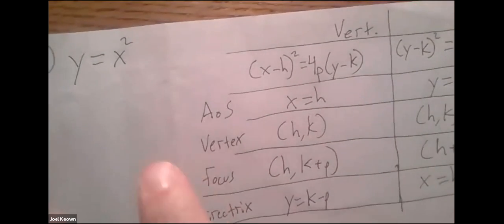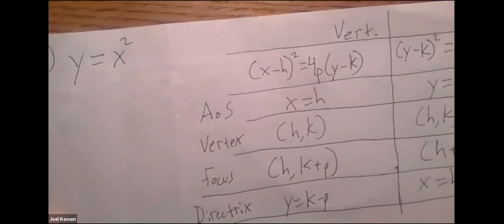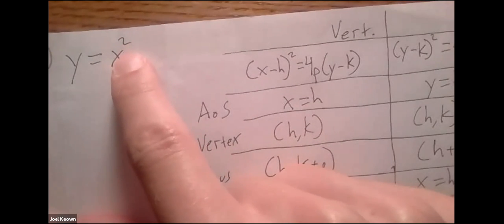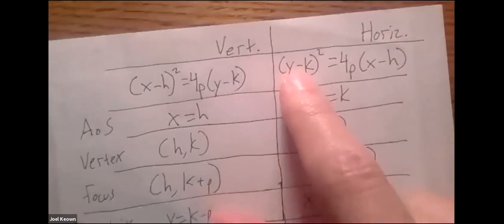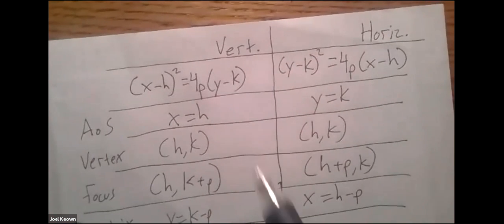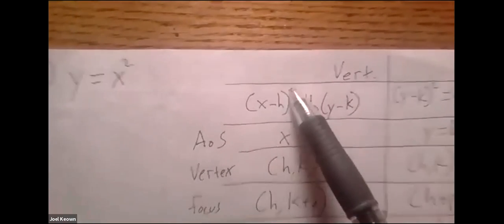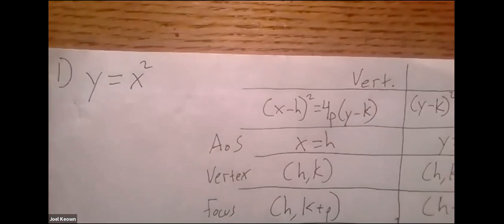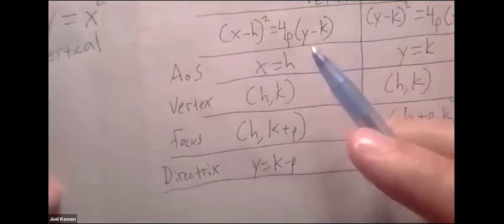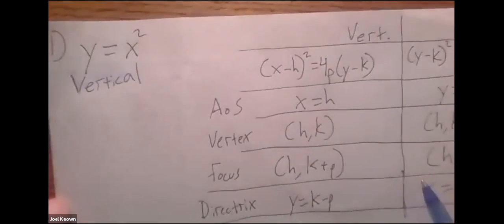The first thing we need to do is figure out, is this vertical or horizontal? Well, the x is being squared right here. Let's go over to our equations. If it's horizontal, the y is being squared. But if it's vertical, the x is being squared. So here the x is being squared, so it's vertical. So I'm going to write that down. Vertical.